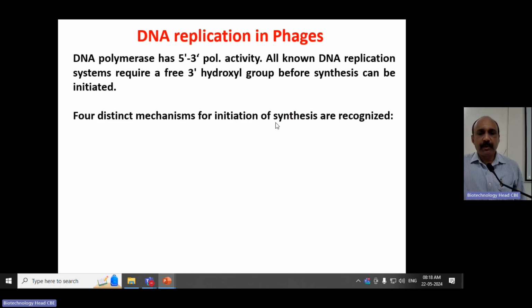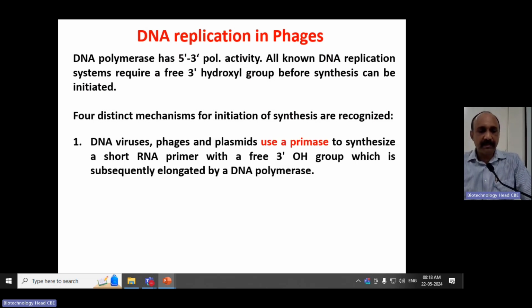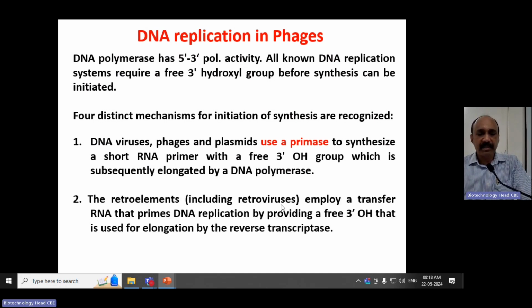So these four different mechanisms of initiation of synthesis are present in the viruses. The viruses, phages, and plasmids use a primase to synthesize a short RNA primer with a free 3' OH group, which is elongated by the DNA polymerase. And the retroelements, including the retroviruses, employ a transfer RNA that primes DNA replication by providing a free 3' OH that is used for elongation by the reverse transcriptase. So it's the same, in different wordings.